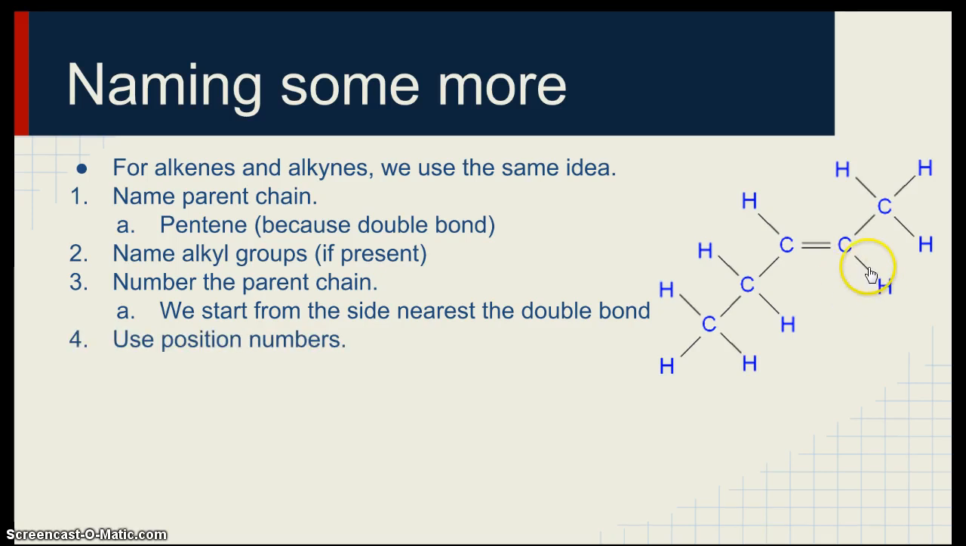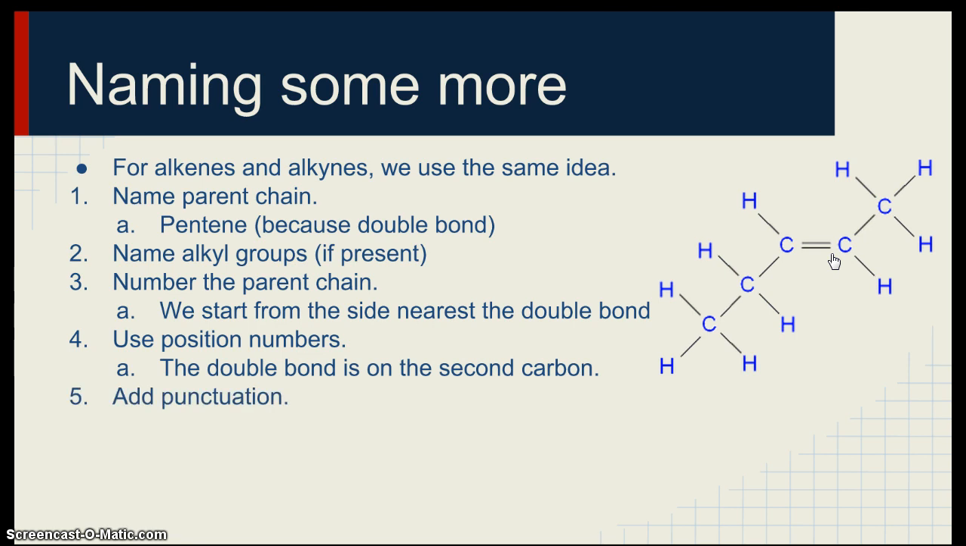Then use the position number. For a double bond, we're going to use the first carbon that it's attached to, which is going to be carbon number 2, right? The double bond is on the second carbon. We'll add punctuation just the same as before. See if you can get the name. So this is going to be 2-pentene because this double bond is on the second carbon and it's pentene. 2-pentene.